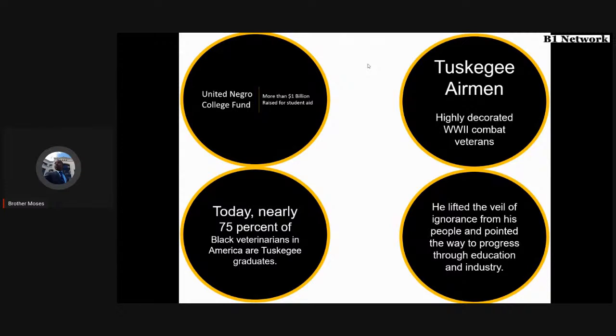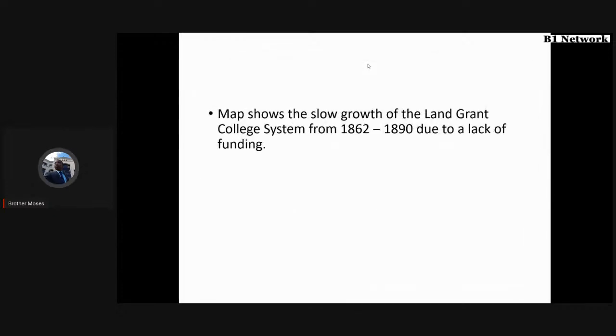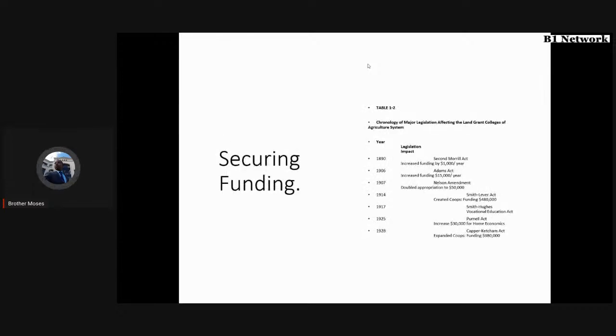This is what I was referring to. These are the sticky notes. Still working on that. In 1862, the number of institutions, and then the slow growth all the way to 1890 due to the lack of funding. The map shows the slow growth of the land grant college system from 1862 to 1890 due to the lack of funding. Securing funding, here was some of the legislation that was in there.